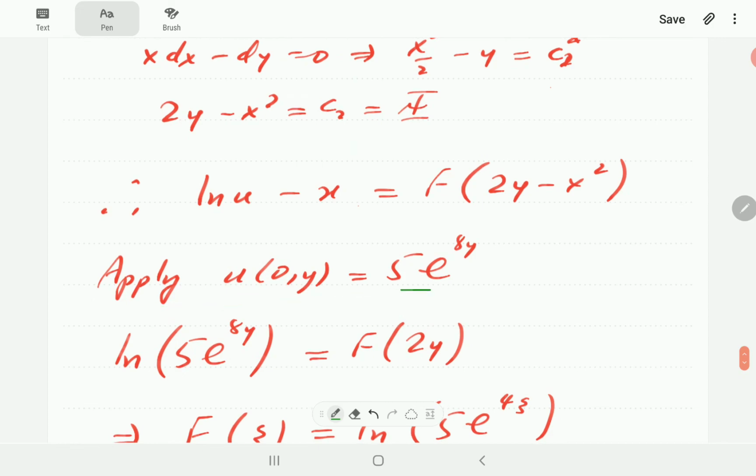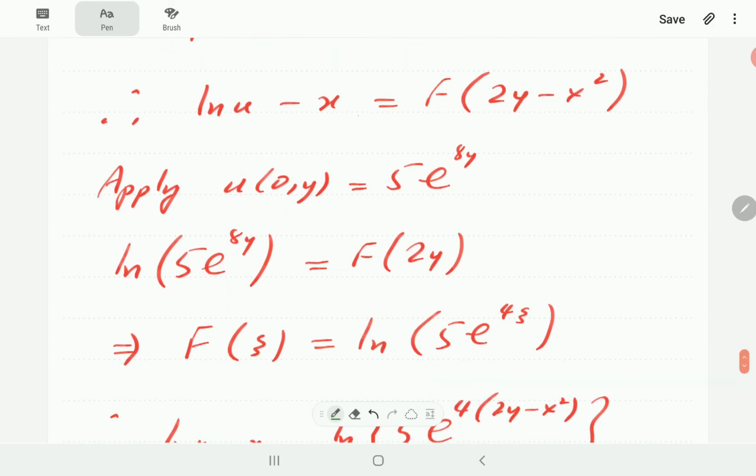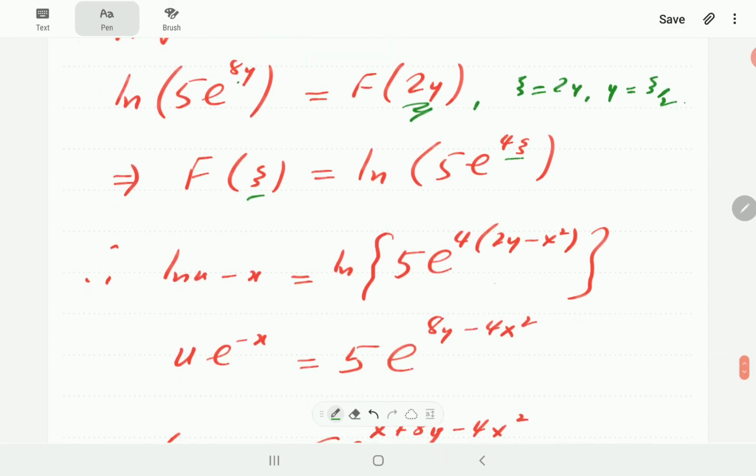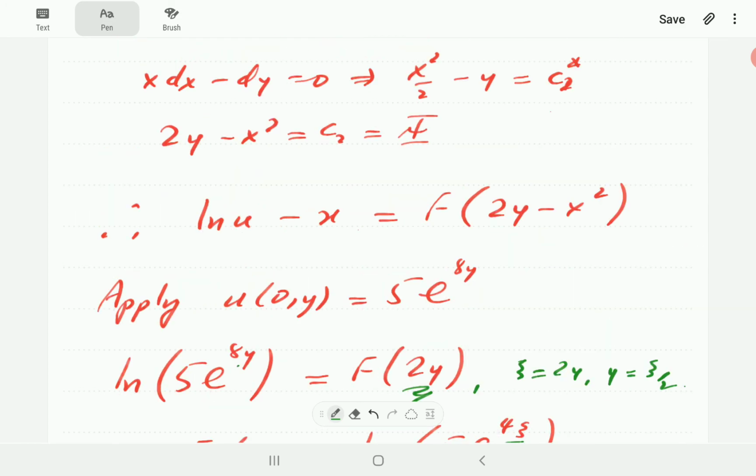Then when we apply the Cauchy data, where there is u, we're going to plug in 5e to the 8y. x is 0 here and here. So it's going to be f of 2y. So if we let xi be 2y, then y is xi over 2. So it means this is going to be xi, and that is going to be 4xi. So that's the functional form of f. So then we can go back and plug it in there.